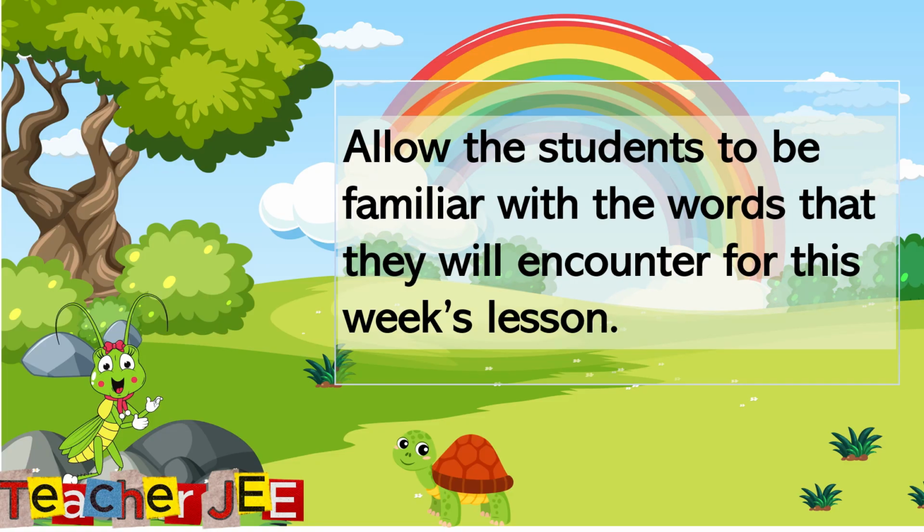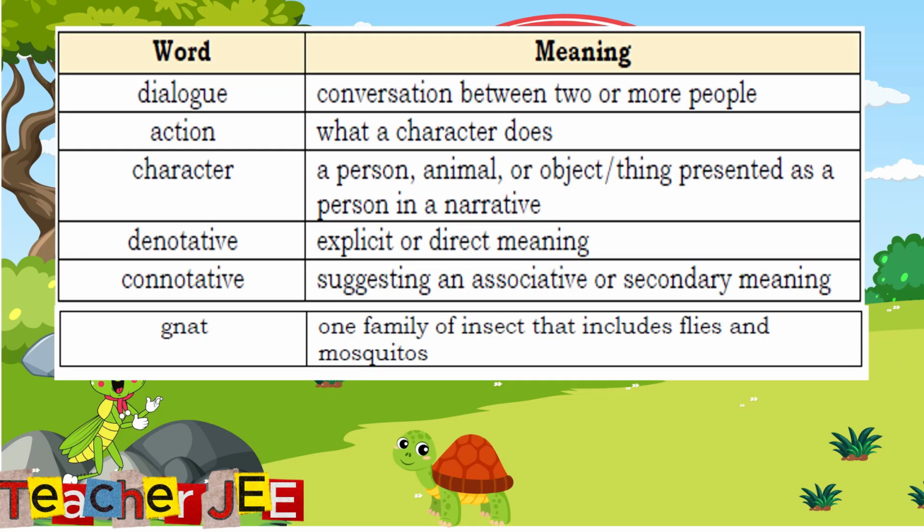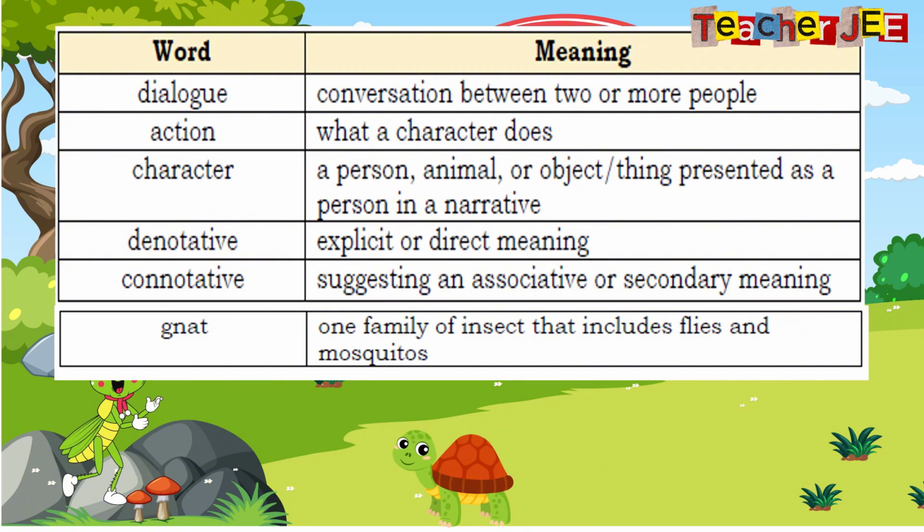Allow the students to be familiar with the words that they will encounter for this week's lesson. So these are the words. We have dialogue, meaning conversation between two or more people. Action, what a character does. Character, this is the person, animal, or object or things presented as a person in a narrative. Denotative, the explicit or direct meaning. Connotative, suggesting an associative or secondary meaning. Gnat, one family of insect that includes flies and mosquitoes.